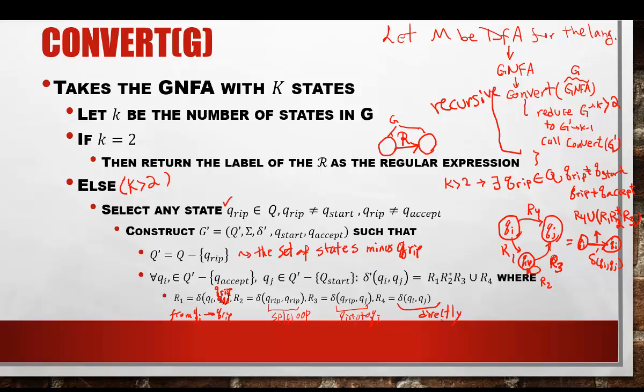Then you call convert over this new GNFA, and you perform this recursively until you end up with a GNFA that has only two states. And if you have that case, then you basically take the remaining regular expression on the remaining transition, and you return that as the regular expression.